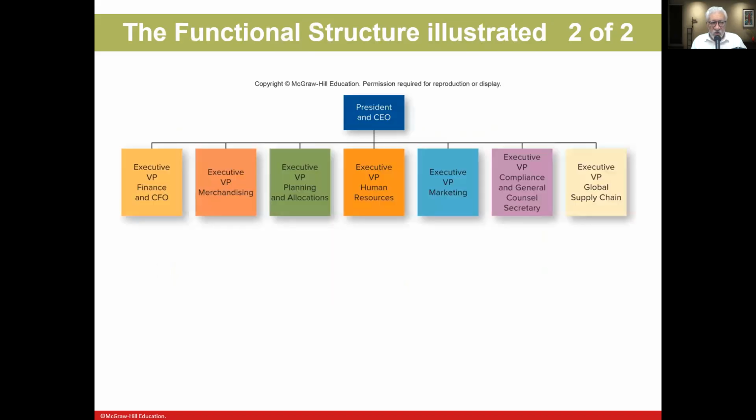Here's a slightly more complex one. And this appears in your textbook, because I can see that it's a McGraw-Hill copyrighted item. This is American terminology. The executive vice president of finance and the chief financial officer, and executive vice president of merchandising, and executive vice president of planning and allocations. Those are just marketing, operations, people, money. Don't worry about the labels the Americans have drawn in there for you, but you're getting an idea, I think, of how this all works.